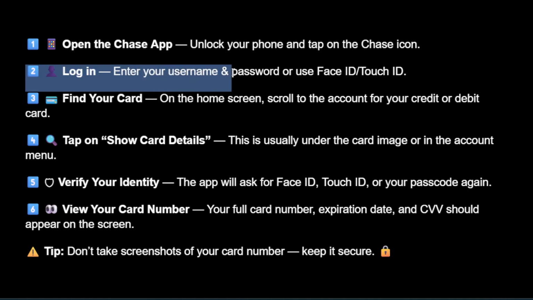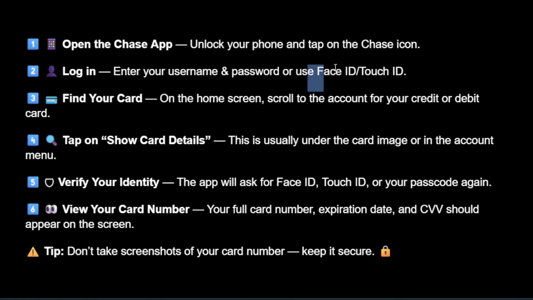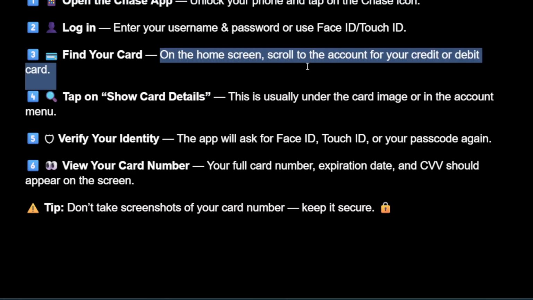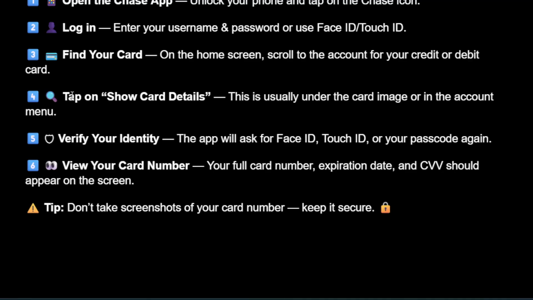You want to enter your username and password, or you can also use Face ID or Touch ID if you have it set up. You will find your card on the home screen. You want to scroll to the account for your credit or debit card, and you will tap on Show Card Details. This is going to be under the card image or in the account menu.